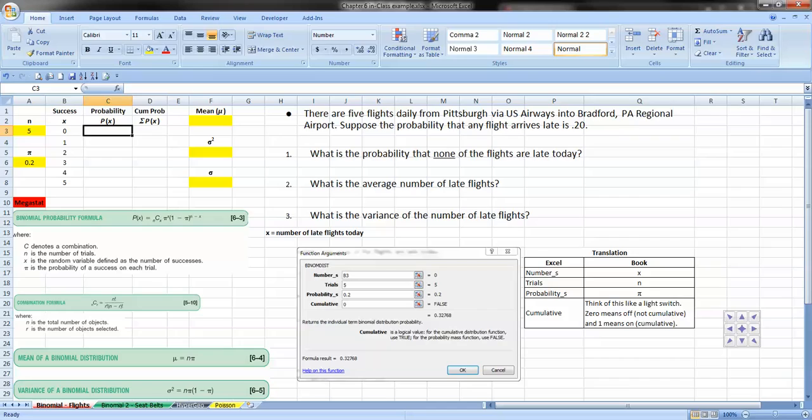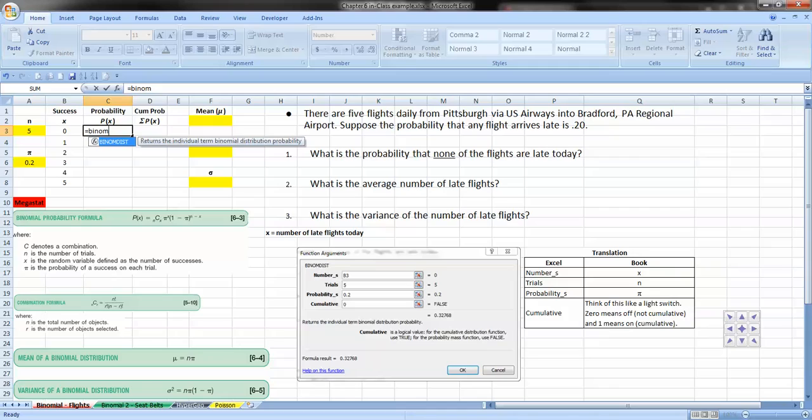Now for the question, it's only asking for none. What's the probability of none, or 0, of the flights are late today? So we could just do the one calculation, but for the purpose of our explanation and for learning the probability distribution a little bit better, we're going to go ahead and fill out the whole thing. And there you have it.